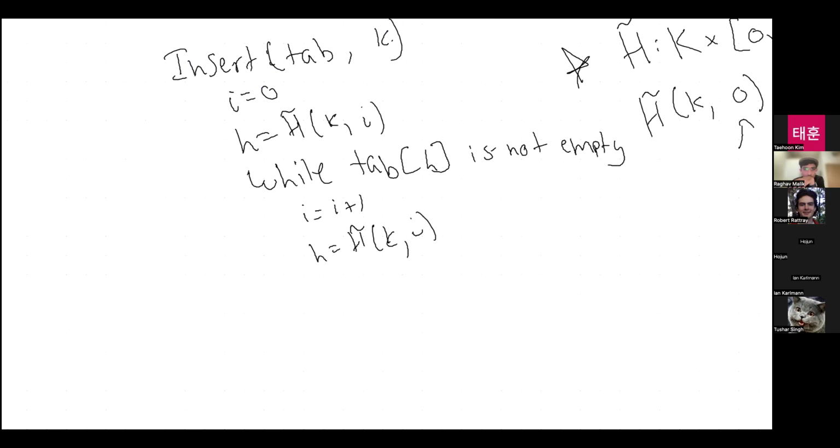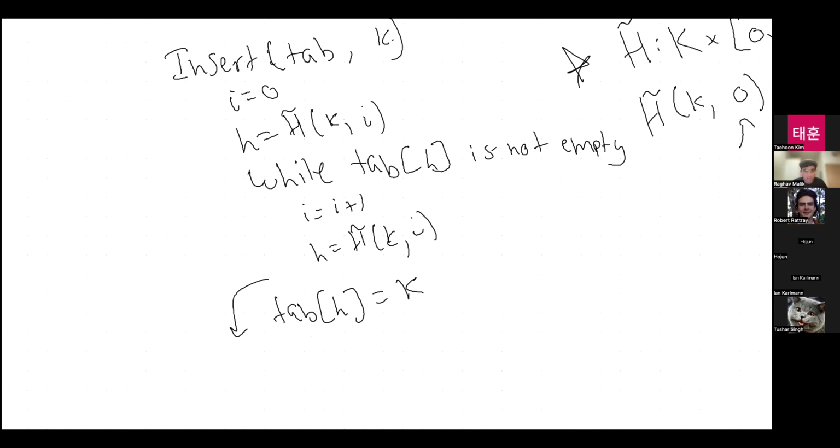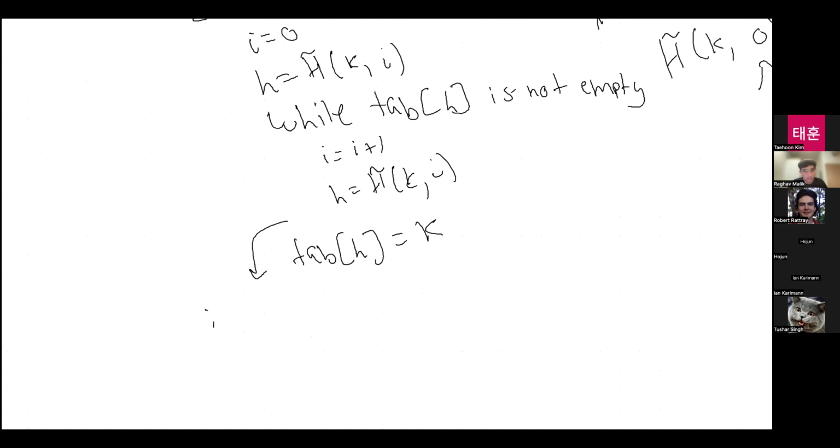I found an empty slot, and I can just insert to that slot, right? Table at h equals e, right? Of course, there's a thing I'm missing here, which is if I run out of slots, if I equals m, throw an error, right? Because this means that the table is full.